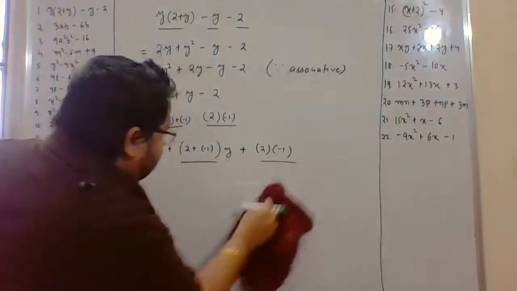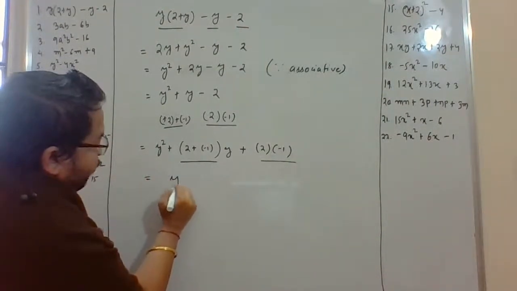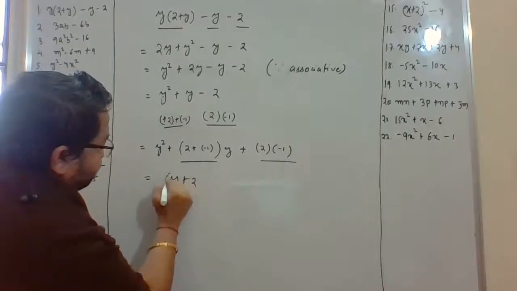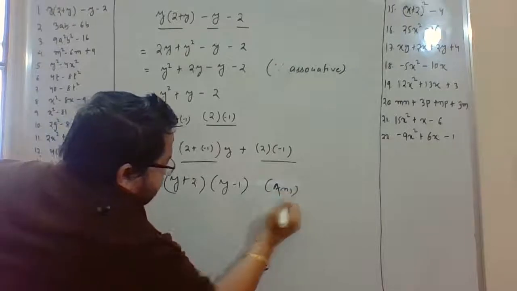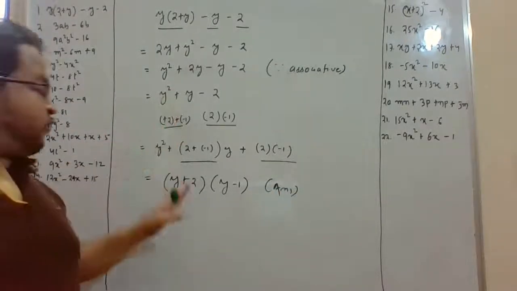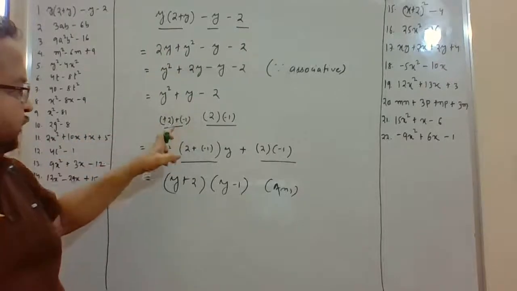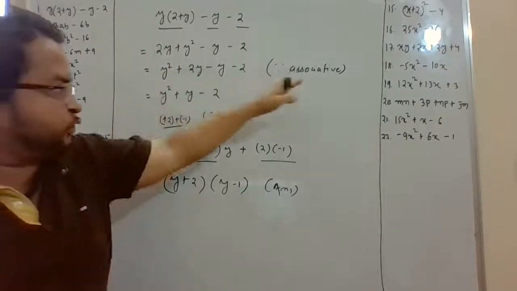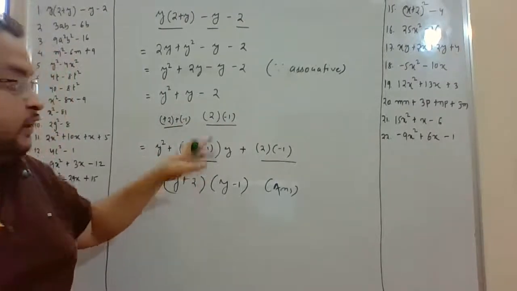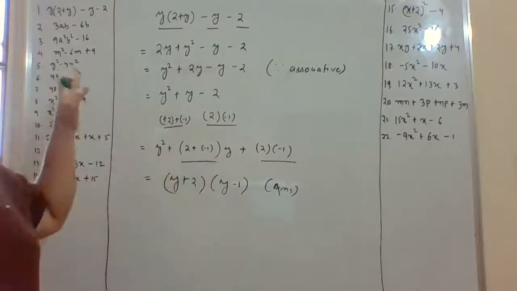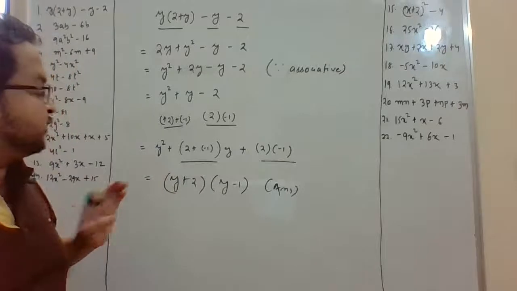So using this identity, you can quickly say that the solution for this would be (y plus 2) into (y minus 1), right? So first we used expansion, then we used the associative property of summation, and then finally by using the sum and product type of quadratic trinomial, we solved this factorization.